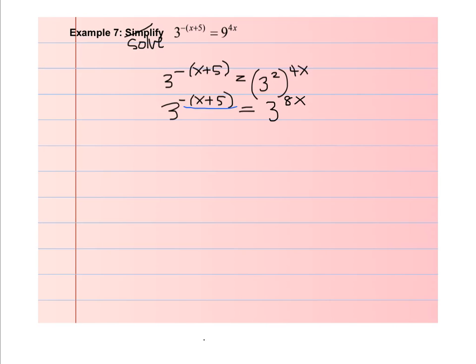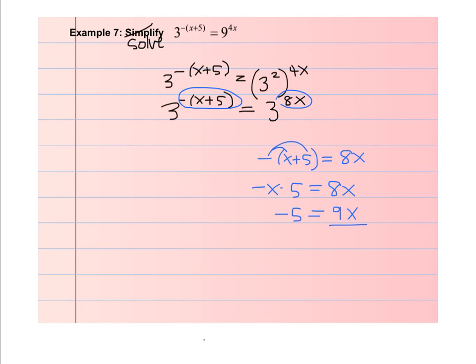Once my bases are equal, I can set my exponents equal to each other. So I get negative x plus 5 equals 8x, and then I can just solve this basic algebra here. So distribute my negative, add x to both sides, so I'll get 9x over here, and then divide by 9. So x is negative 5/9.